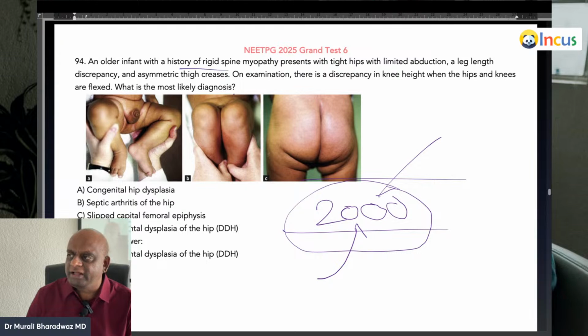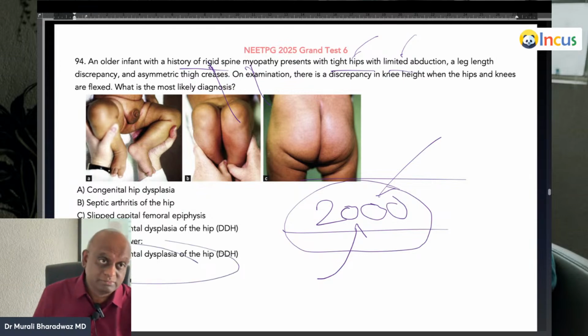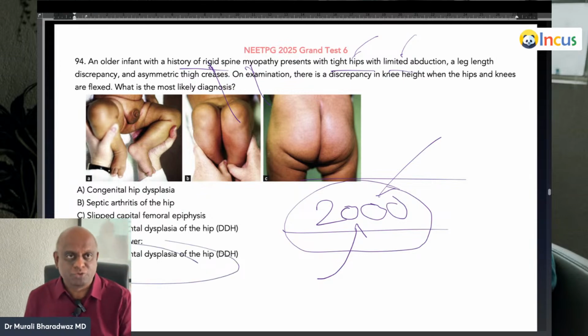An older infant with a history of a rigid spine, myopathy presents with tight hips with limited abduction, which is classical of congenital dysplasia of the hip joint, dislocation of the hip joint.